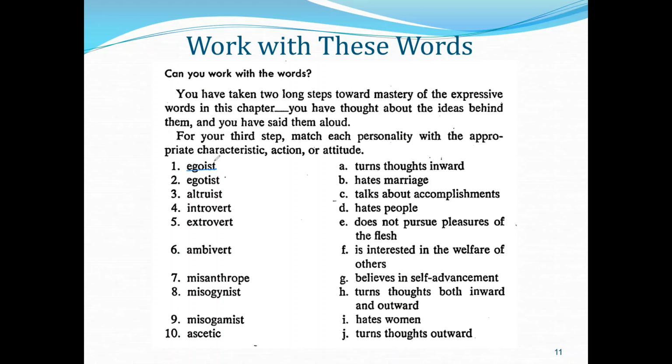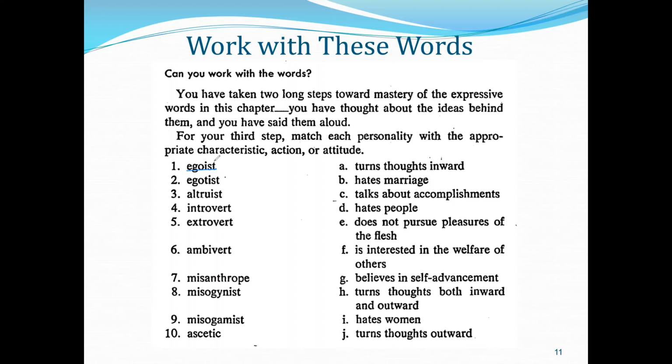So A is turns thoughts inward. Well, that probably looks more like a definition for another word we talked about. It does not have any connotation of selfishness. So B, hates marriage, well, that's kind of remotely related, or should I say unrelated. Number C talks about accomplishments, but does not have emphasis on self-advancement or self-interest.